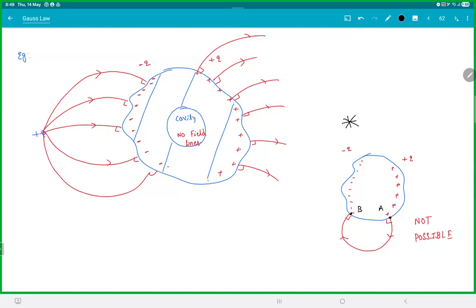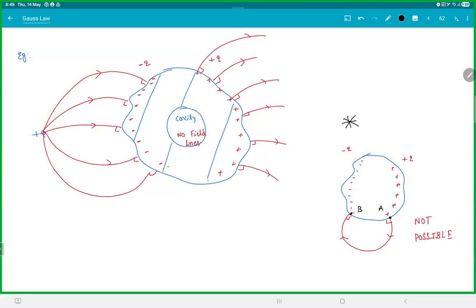If you remember, I did say something like this. There are no field lines inside, right? It's a conductor. We know field lines will go from positive to negative, so why can't you have field lines coming from your own body to your own negative charge?